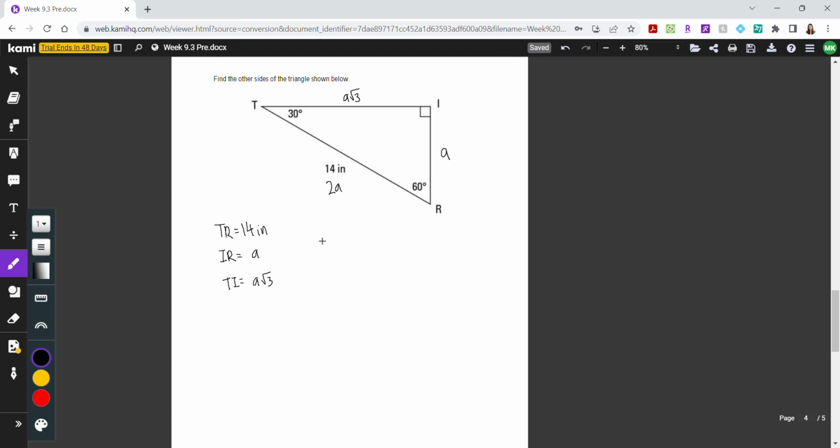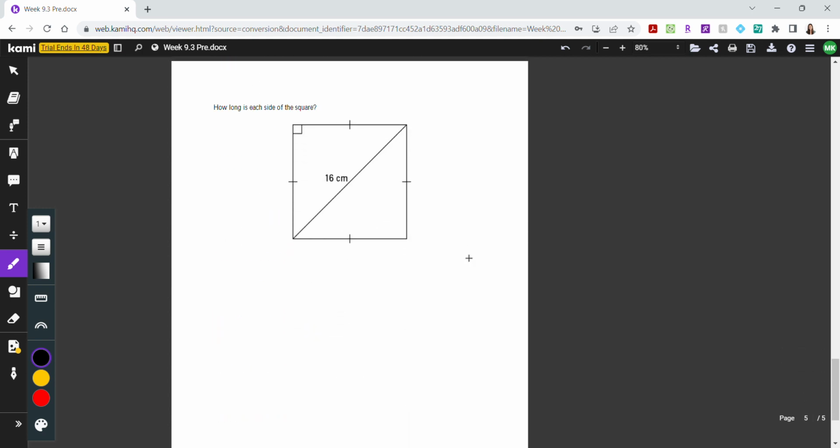The easiest thing for me to do is to find out what A is. I know that my hypotenuse is 14, which is equivalent to 2A. So to find IR, I divide my hypotenuse by 2. 14 divided by 2 gives me 7 inches, so IR is 7 inches. Now, because A is 7, I know that TI is going to be 7 square root 3 inches because of this property of 30, 60, 90 degree triangles. That's how you find the missing side lengths of a triangle with 30, 60, and 90 degrees.